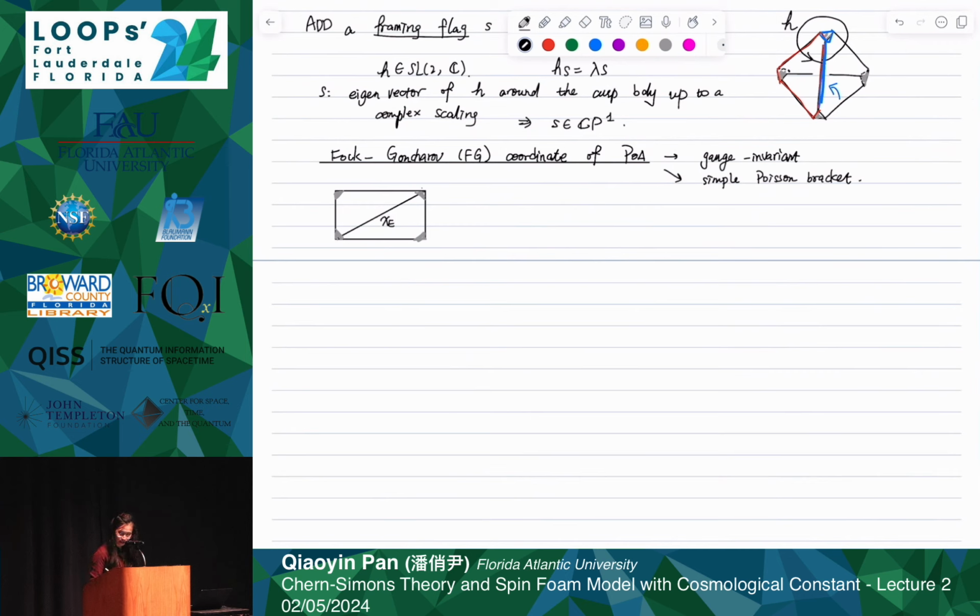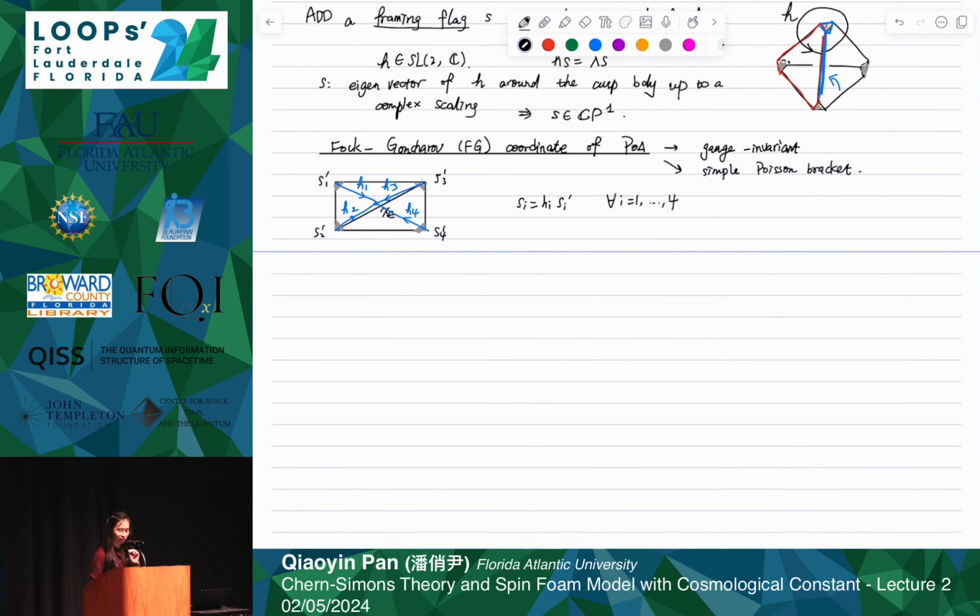And how do we do that? First, because we introduce a framing flag to each cusp boundary, say S1 prime, S2 prime, S4 prime, S3 prime. The first thing to do is to parallel transport them to a common point. I define Si equals Hi, which is the holonomy, times Si prime, for i equals 1 to 4, because I have four cusp boundaries. And let's choose a point inside this quadrilateral, and I parallel transport S1 prime using H1, S2 prime using H2, and then H3, H4. And then I define S1, S2, S3, S4. Then, using these parallel transported framing flags, I define the FG coordinate in this way as a cross ratio, which is S1, S2, S3, S4 over, in the denominator, I exchange S3 and S2.